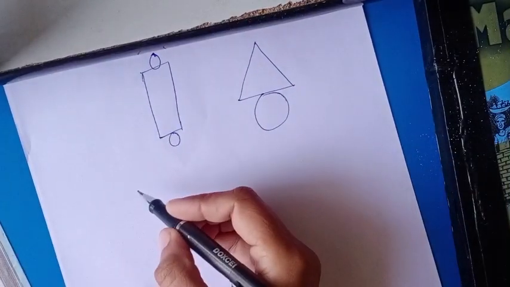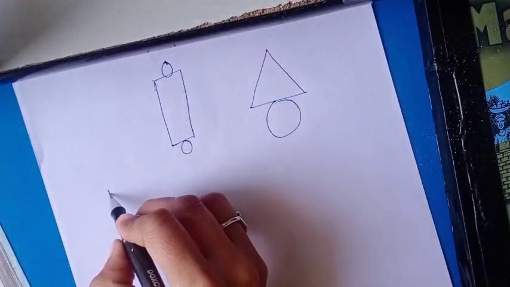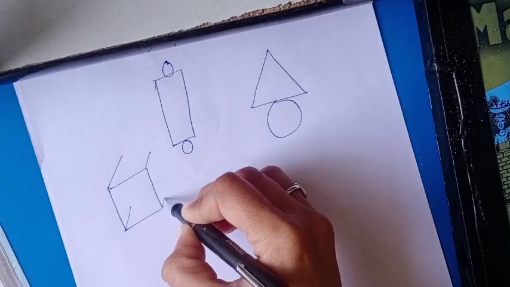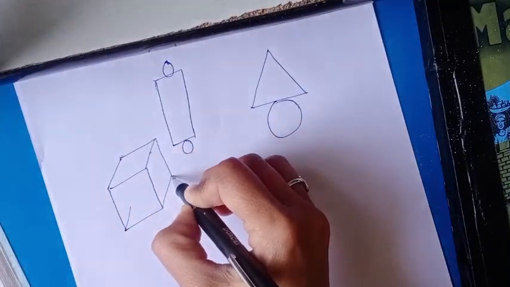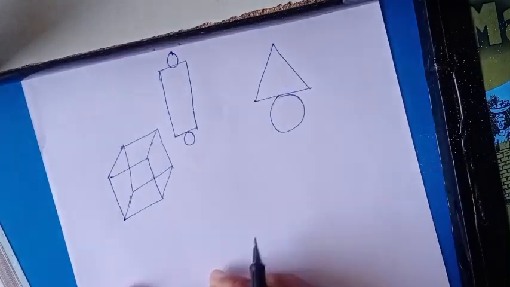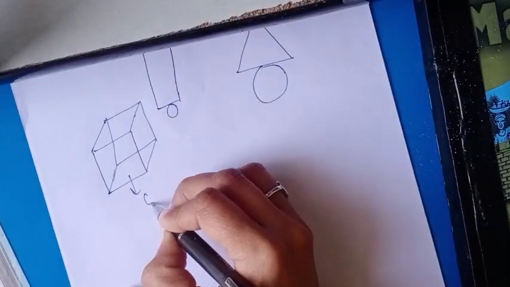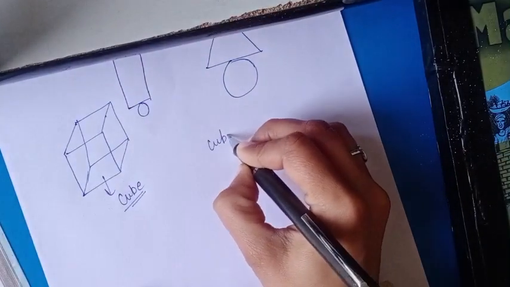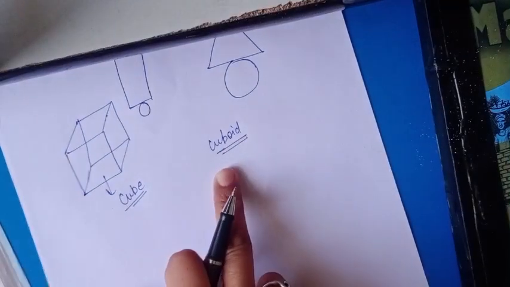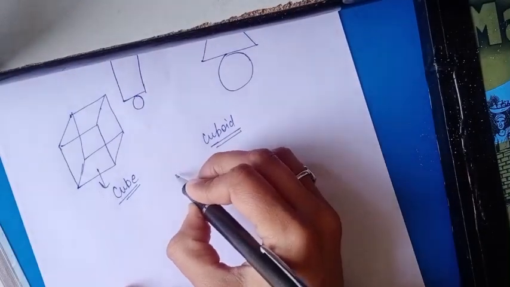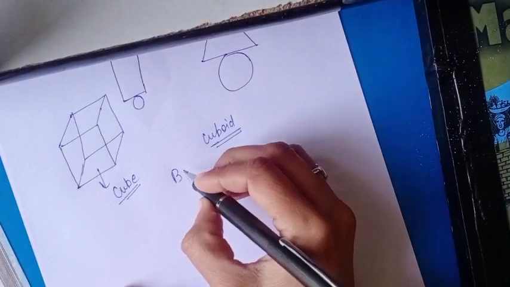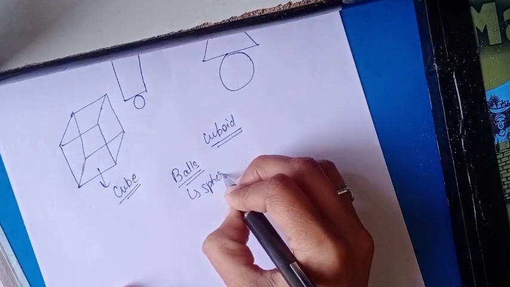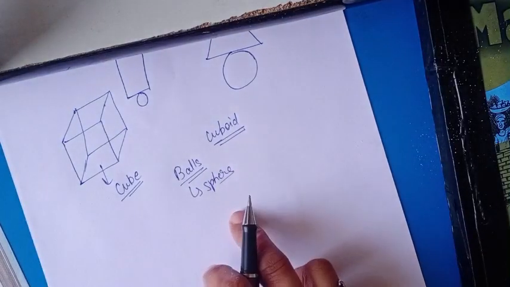And the last one we will discuss is the cube, in which all planes are formed by a square, meaning all sides are equal. That is called a square. And this 3D shape is a cube, and the duster is made up of the shape cuboid. And your football and balls are of the shape of a sphere. We call this a sphere.